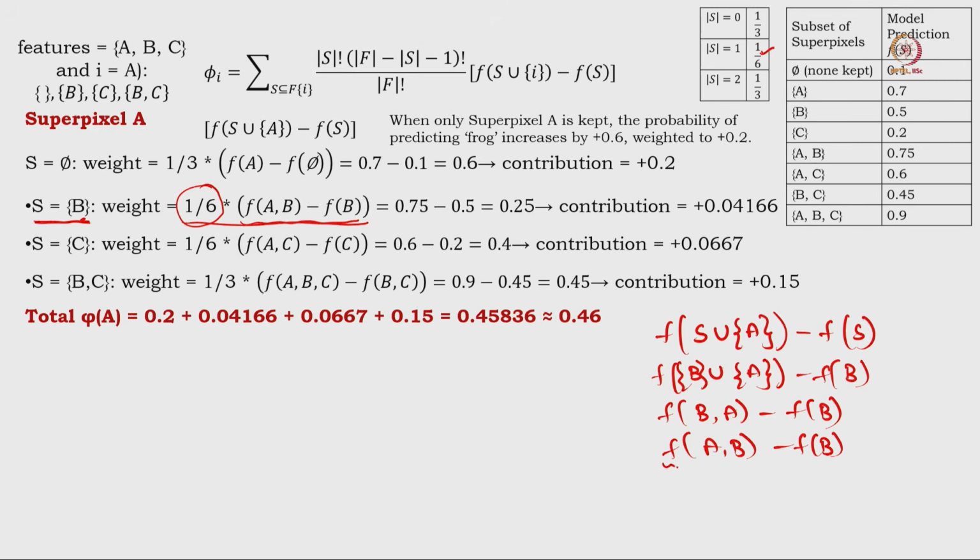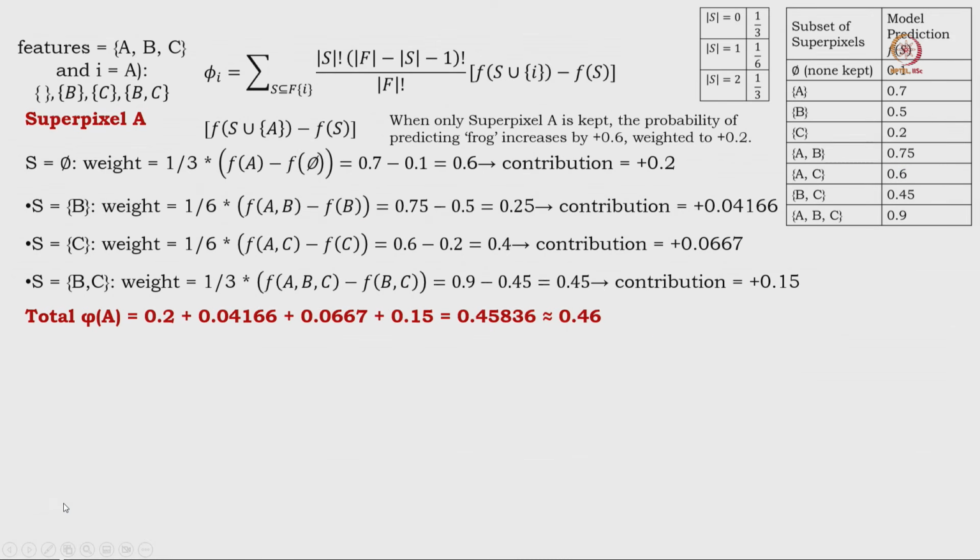So, what is the model's prediction when we have considered AB? When we have considered AB, what is the model's prediction? 0.75. 0.75 minus what is it when only B is considered? 0.5. So, calculate this, subtract, and then multiply it with 1 by 6, we are going to get 0.25 contributing with the weight 0.041. How to read this?